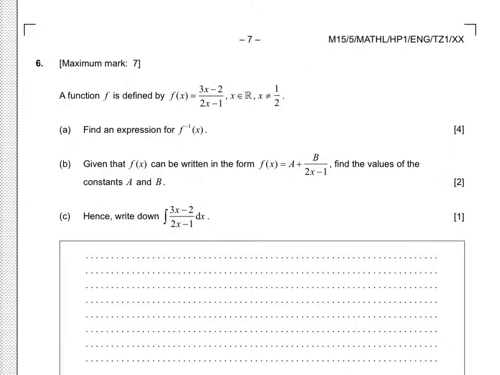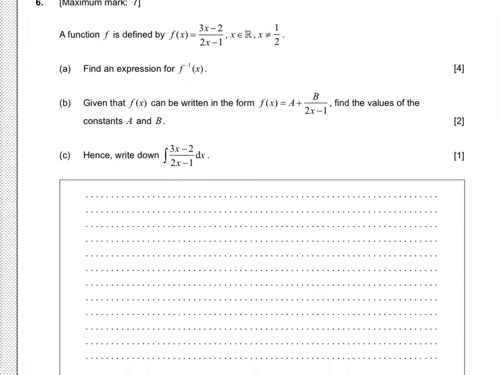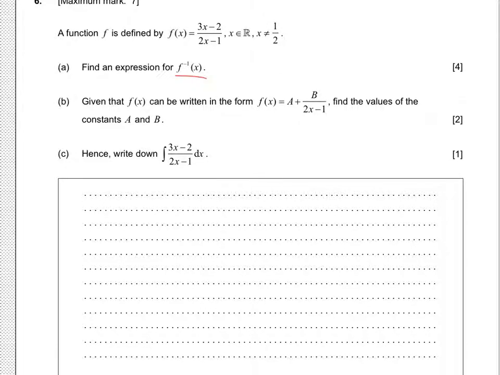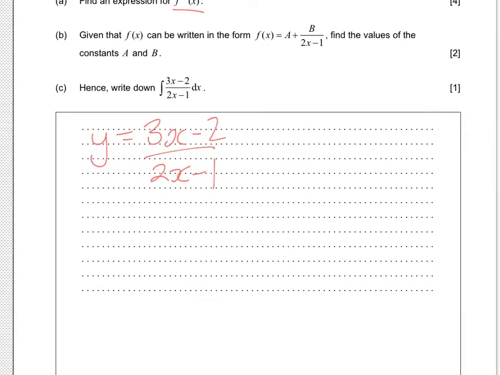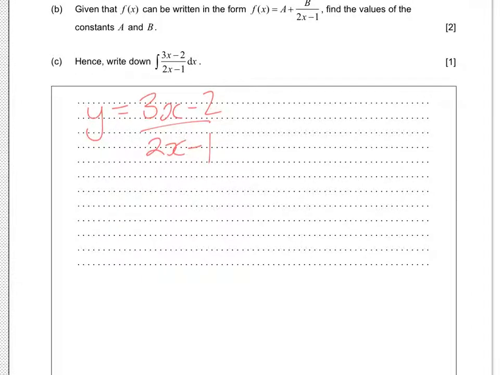Function f is defined by f of x equals 3x minus 2 over 2x minus 1, where x is not a half. Find an expression for f inverse. First thing is, that means the inverse function. We're not differentiating here. The way we usually do inverse functions is we write y in terms of x, and then we rearrange to make x the subject.